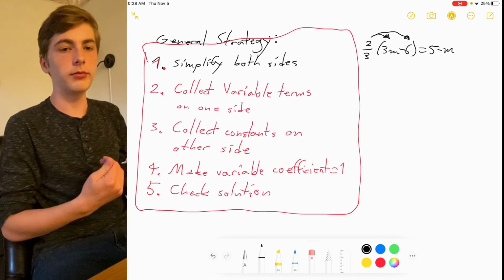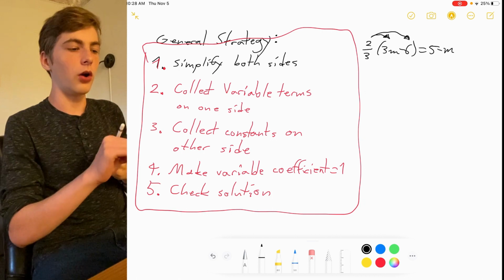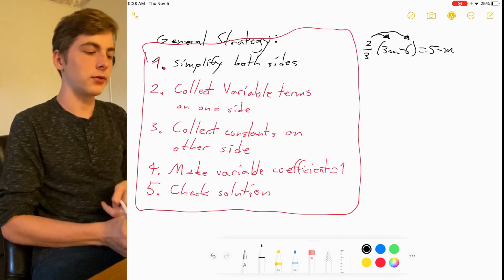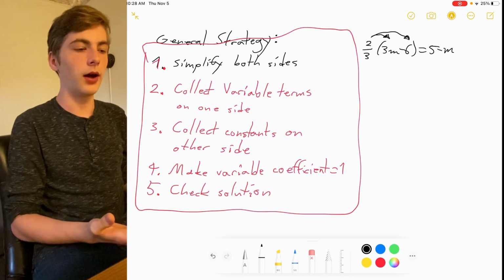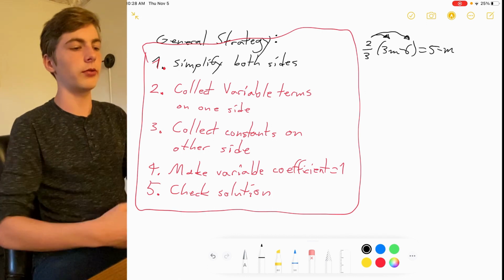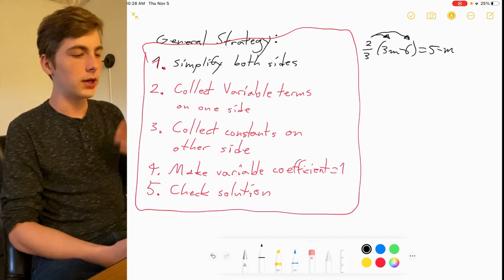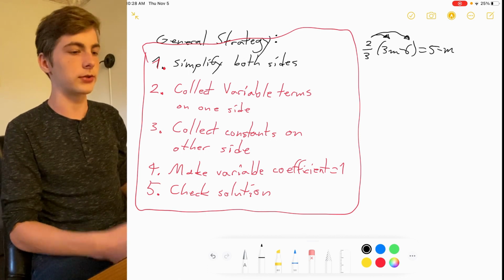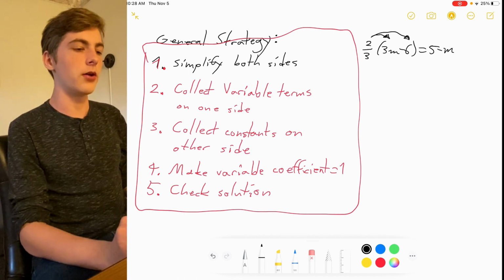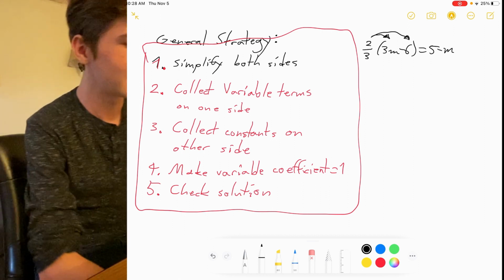And again, we're going to be using all of those things we learned in chapter 1, distributive property, adding and subtracting fractions, things like that. We're going to use those all the time in algebra and in solving linear equations. So just know that it was not in vain.